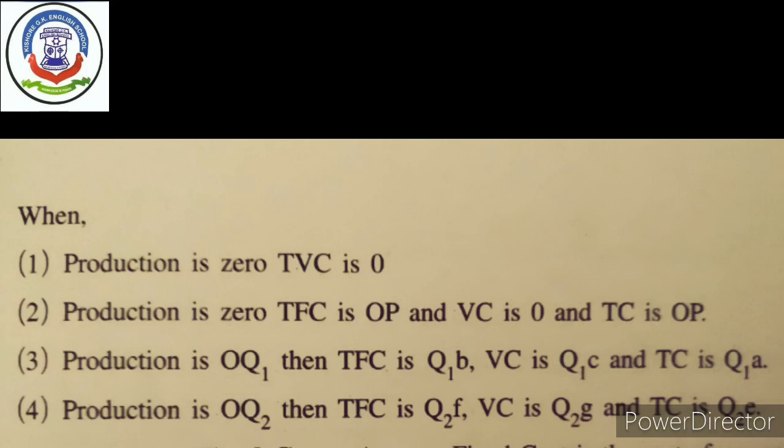If production is OQ1, then total fixed cost is Q1B, variable cost is Q1C, and total cost is Q1A. If production is OQ2, then total fixed cost is Q2F, variable cost is Q2G, and total cost is Q2E.